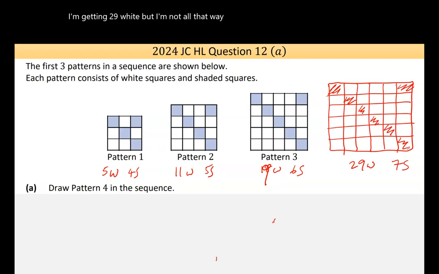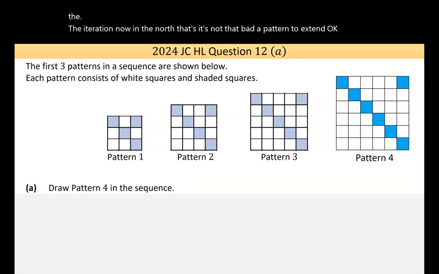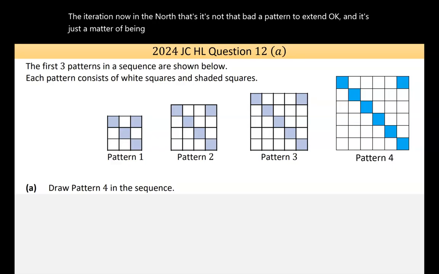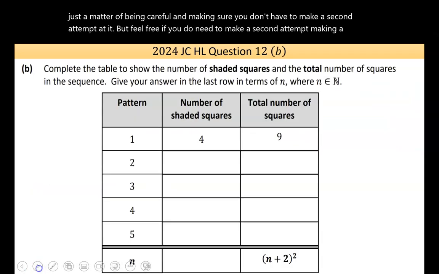The pattern looks like it is the iteration. Now in the notes I put in, that's the one. So it's not that bad a pattern to extend. It's just a matter of being careful and making sure you don't have to make a second attempt at it. But feel free, if you do need to make a second attempt, make a second attempt.